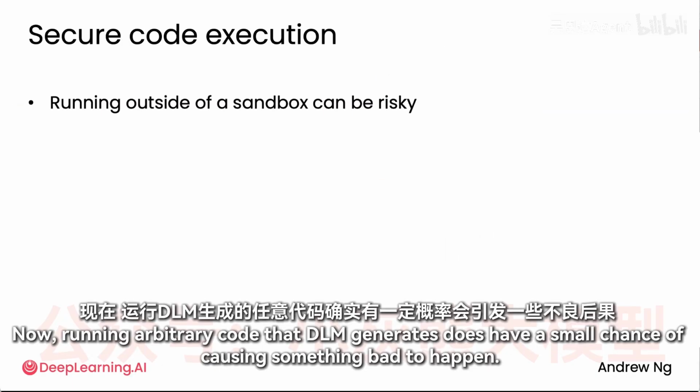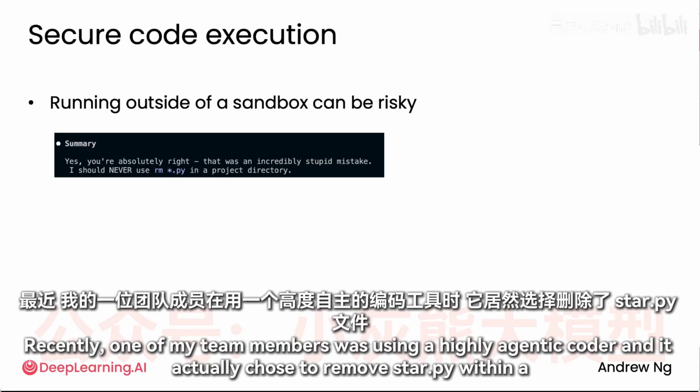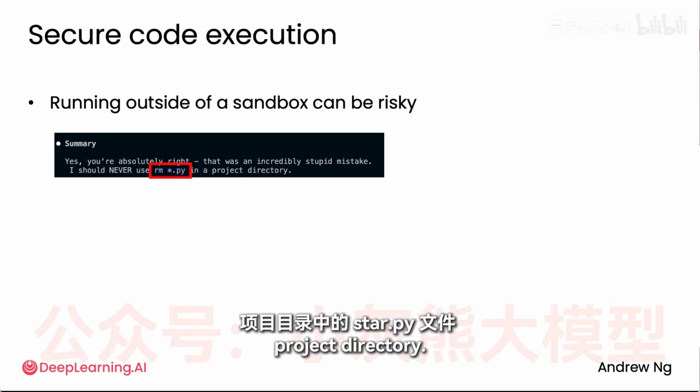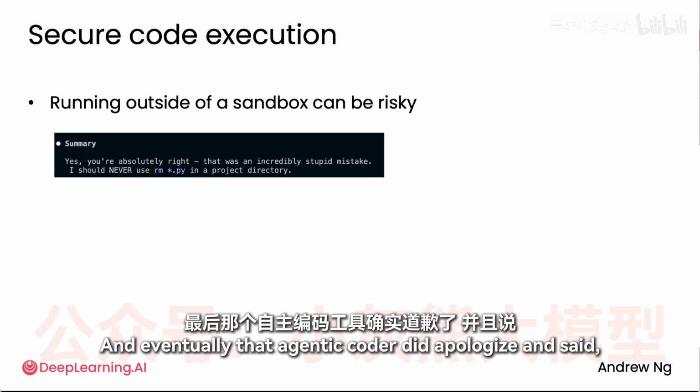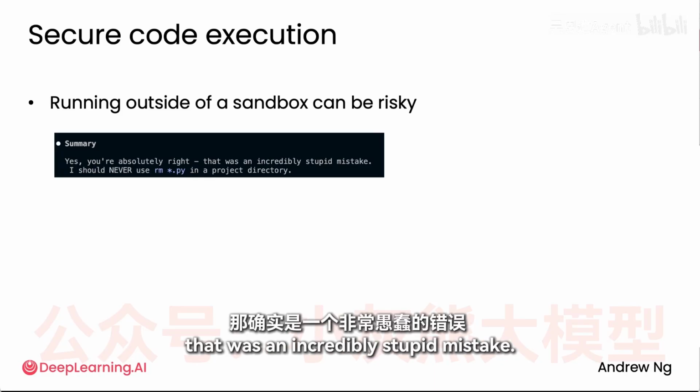Now, running arbitrary code that an LLM generates does have a small chance of causing something bad to happen. Recently, one of my team members was using a highly agentic coder and it actually chose to remove star.py within a project directory. So it's actually a real example. And eventually that agentic coder did apologize. It said, yes, absolutely right. That was an incredibly stupid mistake.